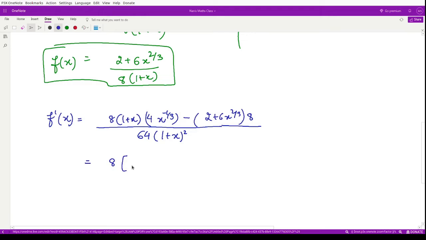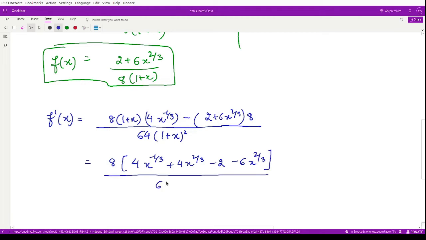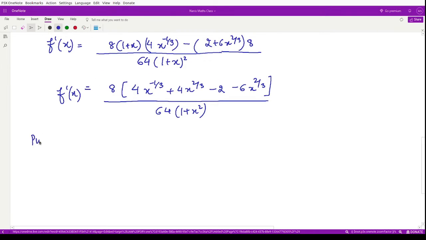So finally you may write this to be 8. You can take 8 common from both the terms, so it would be 8 into 4 into x to the power minus 1 by 3 plus 4 into x to the power 2 by 3 minus 2, and then you have minus 6x to the power 2 by 3, divided by 64 x 1 plus x square. Now this is your derivative. Now no need to simplify further, because we are to substitute this derivative equal to 0 in order to calculate all the critical points.